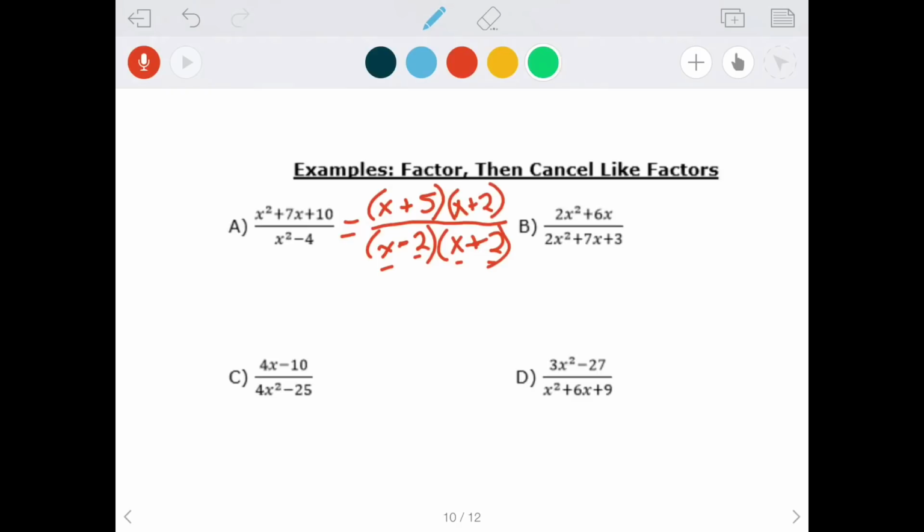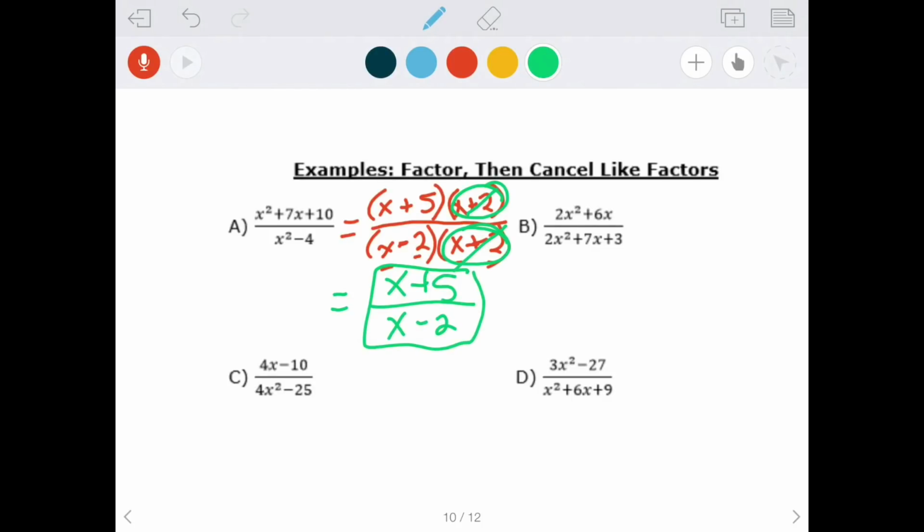So now it's time to cancel. So of course we have the x plus 2's in the numerator and denominator, so we can cross those out, which leaves us with our final answer of x plus 5 over x minus 2. Next is our example B.